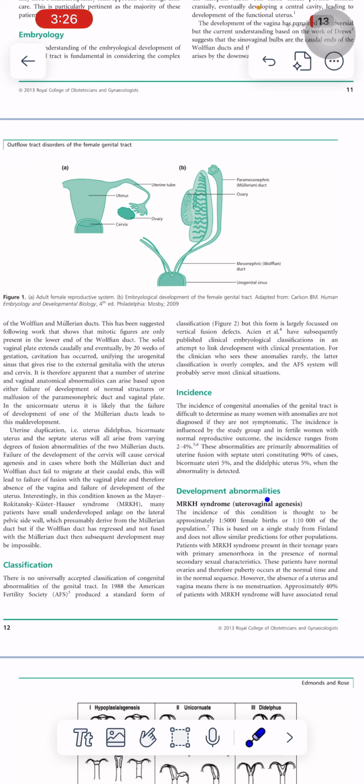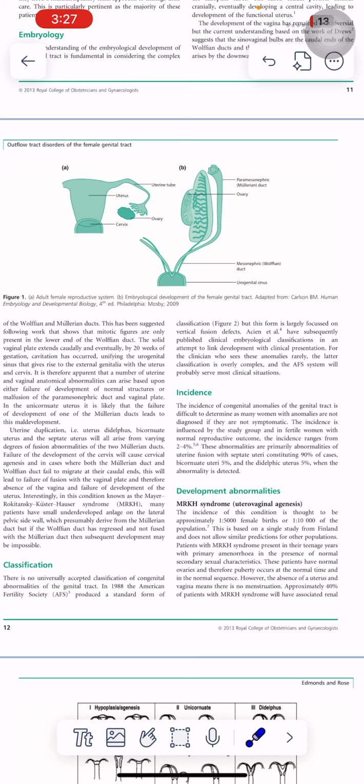So in a septate uterus there is a chance of recurrent miscarriages. The first developmental abnormality is Mrkh syndrome, uterovaginal agenesis. The uterus or upper part of the vagina is absent. The lower part is usually derived from the urogenital sinus, so the upper part is absent. The incidence of this condition is thought to be approximately 1 in 5,000 or 1 in 10,000 of the population.